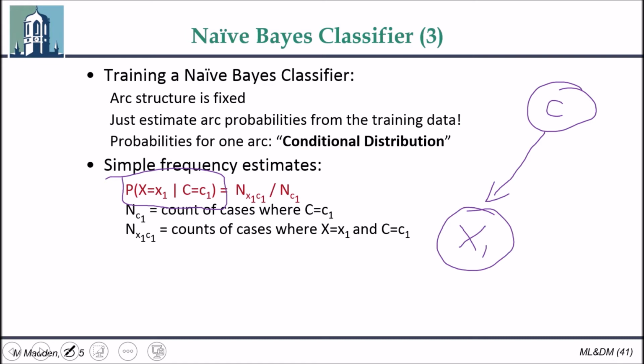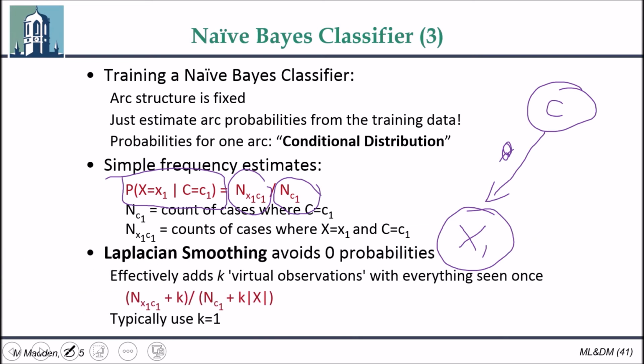And to compute that, we just look at our data and see, well, how often do we have class c1 in our set of training data? And of those data, how often are those places where class is c1, how many of those does x have the value x1? And that ratio will give us the probability on this arc. So they're called simple frequency estimates. It's just a very simple counting exercise. And we'll work through a worked example in a few minutes just to make this a little clearer.